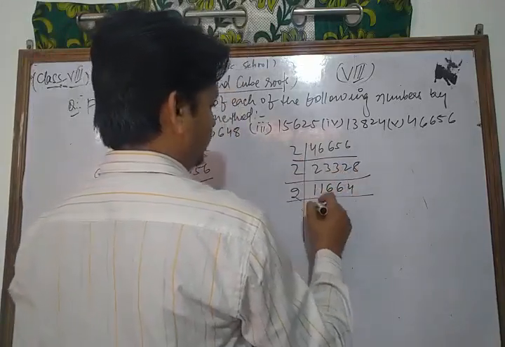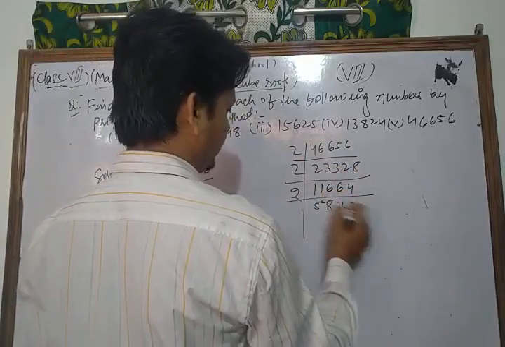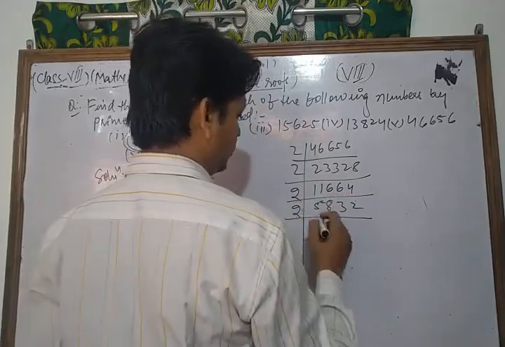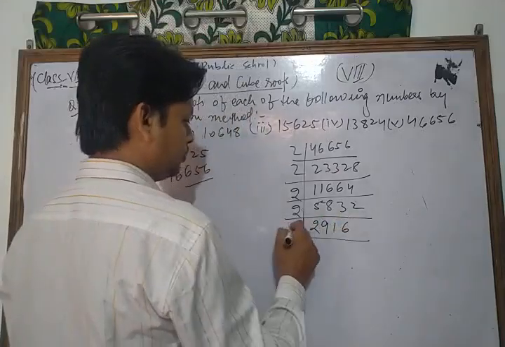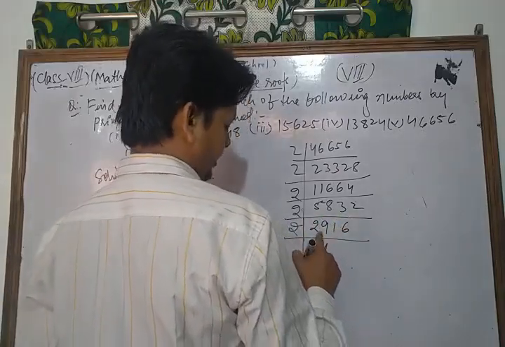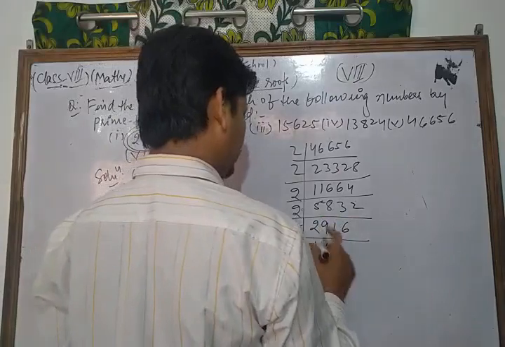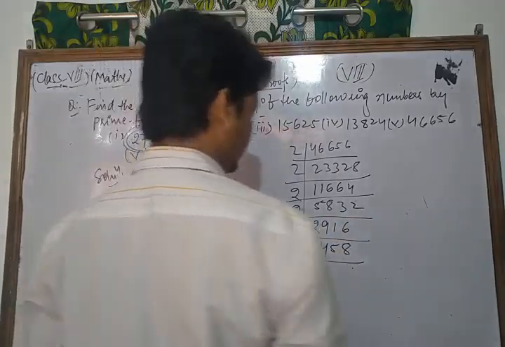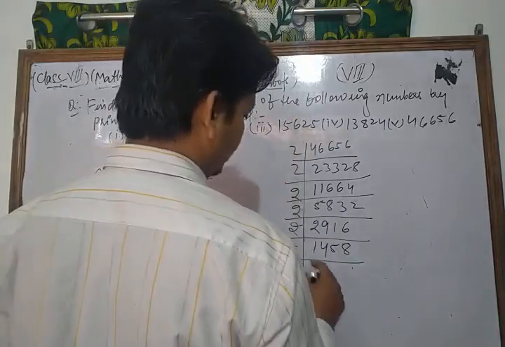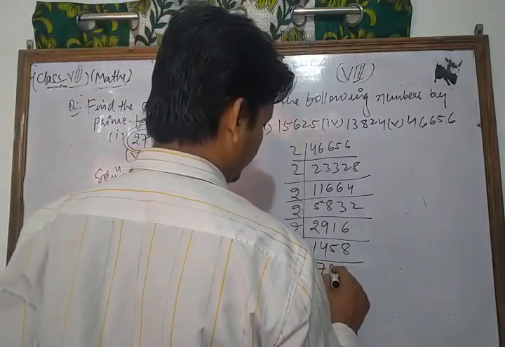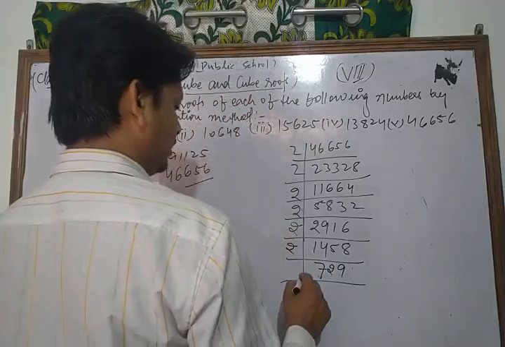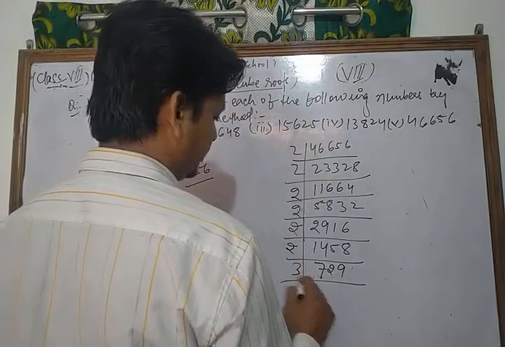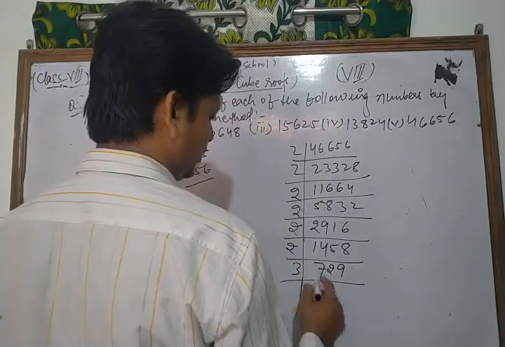Now again by 2, 2 fives are 10, now again by 2, 2 twos are 4, now again by 2, 2 fours are 8, 2 fives are 10, 2 eights are 16. Now again by 2, 2 sevens are 14, 2 sevens are 14, 2 twos are 4. Okay, now again by 3, 3 twos are 6.